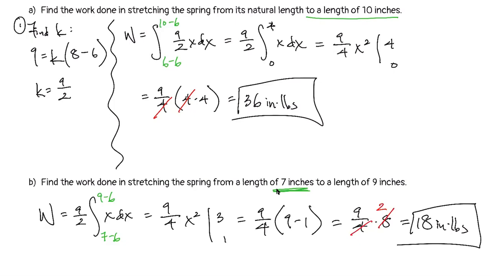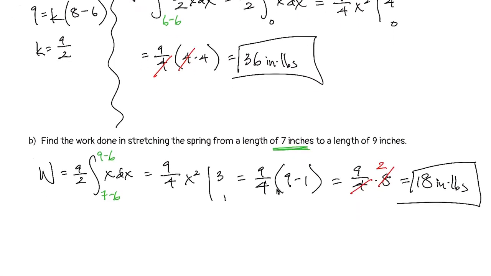What if you're compressing the spring? You can still use the same formula. So it's just going to have different bounds. Okay, so stretching and compressing is still that same idea. They still both obey Hooke's law.